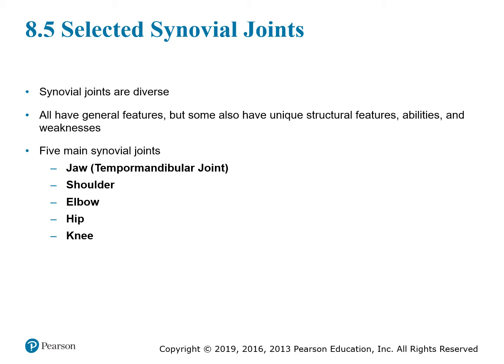Synovial joints are incredibly diverse. They all have general features, but some have unique structural features, abilities, as well as weaknesses. Our five main synovial joints are the jaw joint, or the temporomandibular joint, shoulder joint, elbow joint, hip joint, and knee joint.